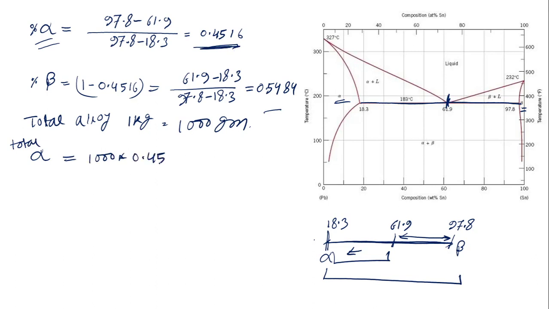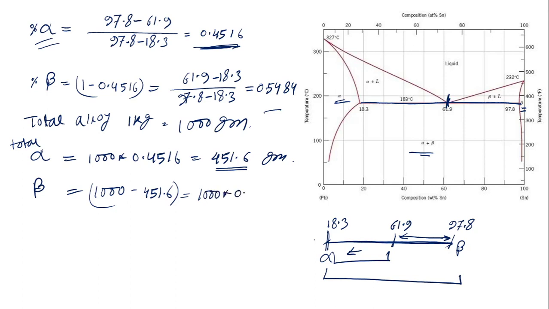So 0.4516 means 451.6 gram. This is the amount of alpha. Then beta, same thing, you can subtract from 1000. Okay, because if this is the alpha, remaining is beta, because we have only alpha and beta. So 1000 minus 451.6, or if you want you can do this also, like 1000 into 0.5484, so you will get around 548.4 gram. Okay, so these are the amounts of alpha and beta.